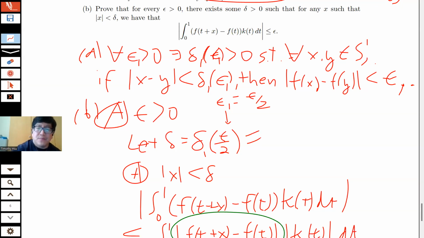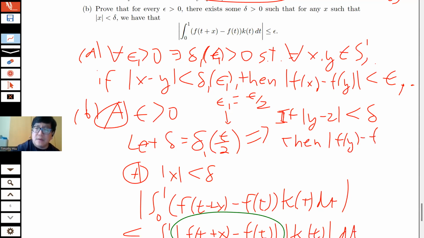So if delta is equal to delta 1 of epsilon over 2, then that means that, using y and z here, if the distance between y and z is less than delta, then the distance between f of y and f of z is less than epsilon over 2. Dang it, it's refusing to let me write over there. Is less than epsilon over 2.